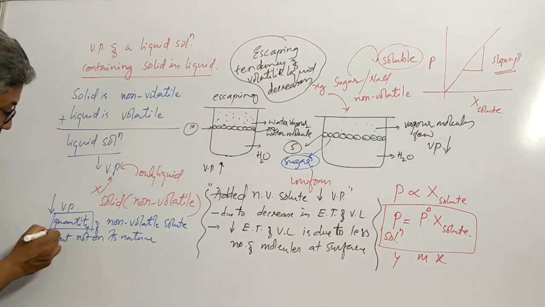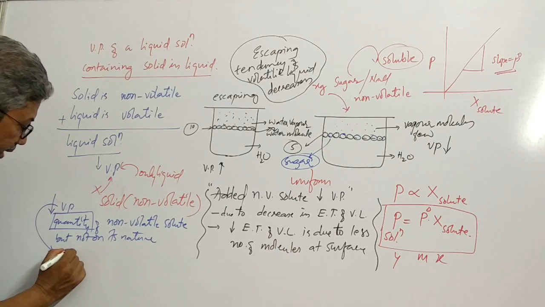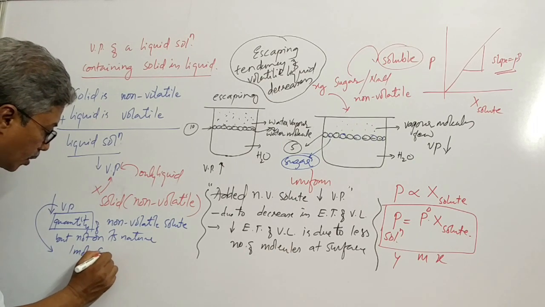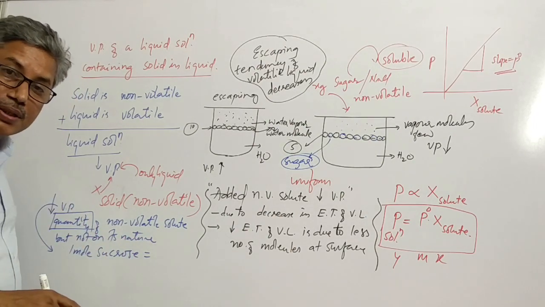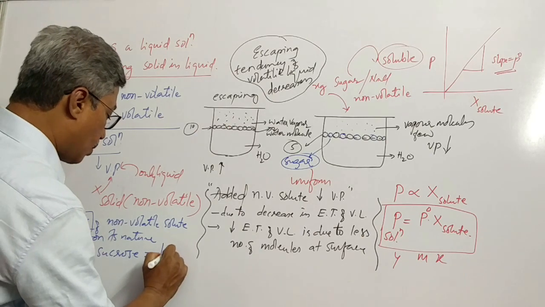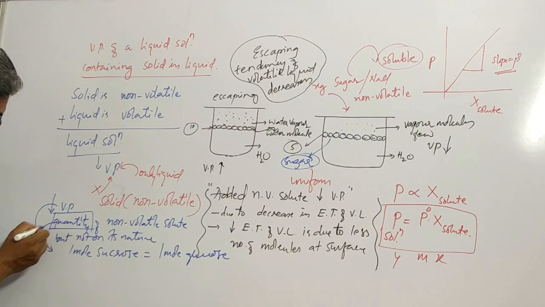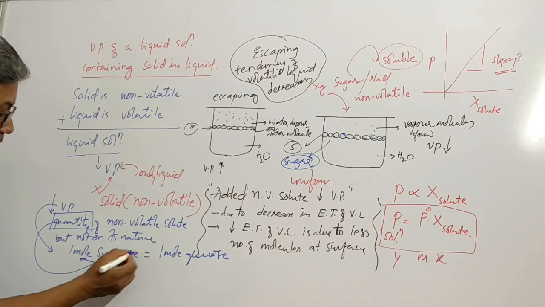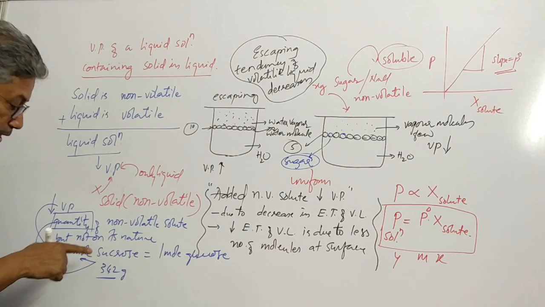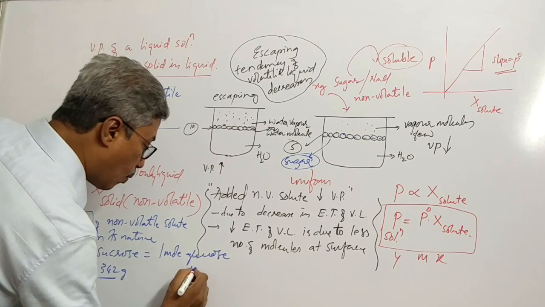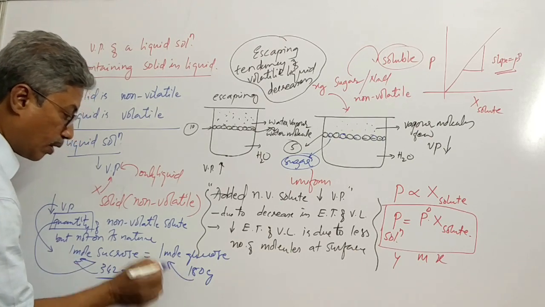For example, the decrease in the vapor pressure brought by adding 1 mole of sucrose is equal to the decrease in the vapor pressure brought by adding 1 mole of glucose. See, students, quantity should be expressed in terms of mole. 1 mole of sucrose means 342 gram, where 342 is the molecular weight of sucrose, and 1 mole of glucose means 180 gram. It means this is 1 mole, and this is also 1 mole. Is that clear, students?